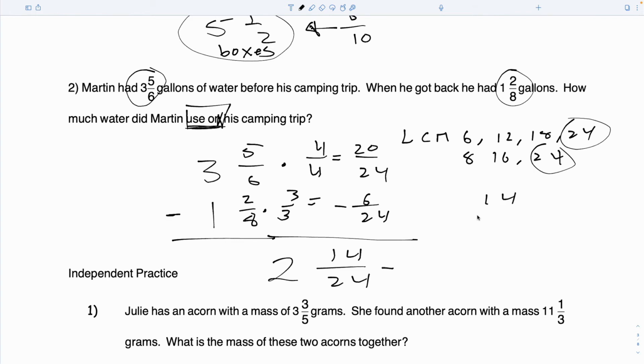Let's try. 14 over 24 divided by 2 over 2. As the numbers get a little bit bigger, I'm going to just show the work to make sure I'm accurate. 7 over 12 is what I get. Is that the simplest it can be? Checking in my head, 7 divided by 2 doesn't work, 3 doesn't work, 4 doesn't work, so yes, it is. This turns into 2 and 7/12 gallons.